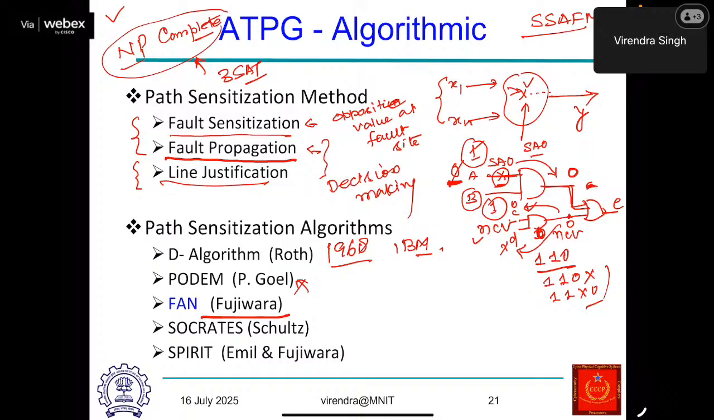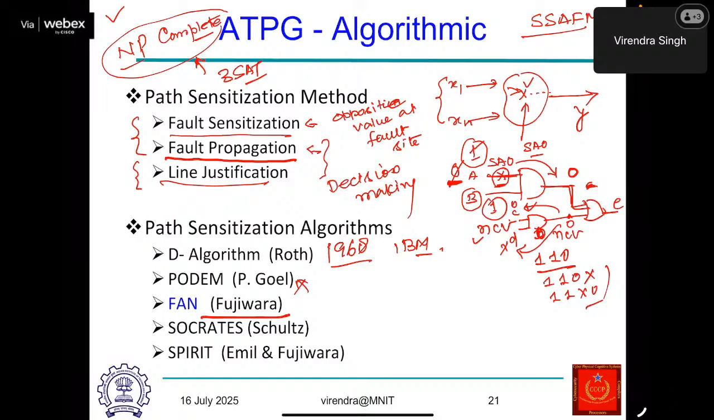They came up with another algorithm called PODEM, path oriented decision making, and it says that rather than assigning values at the intermediate points, you go all the way to the primary input and assign some value, and then do the forward simulation, and check whether that satisfies your objective or not. This algorithm became almost 100 times faster than the D algorithm.